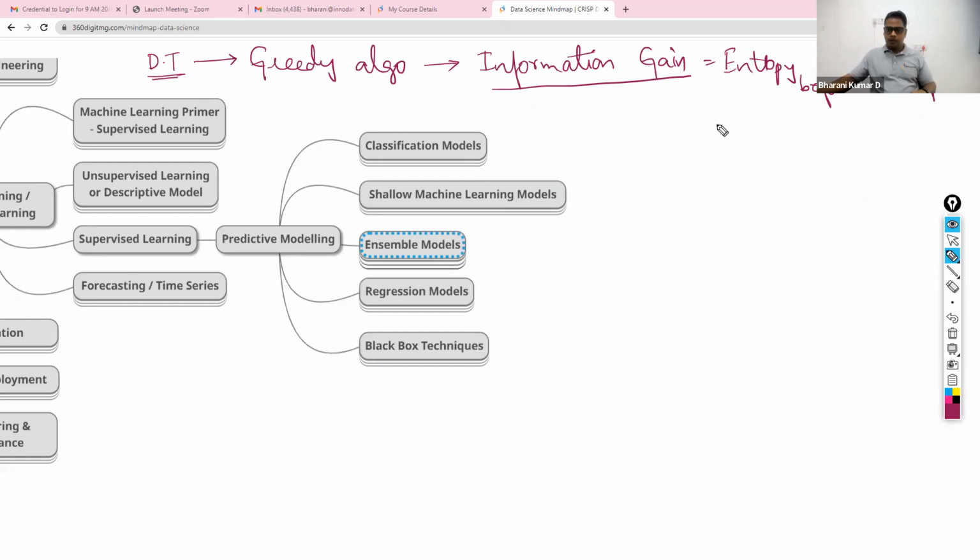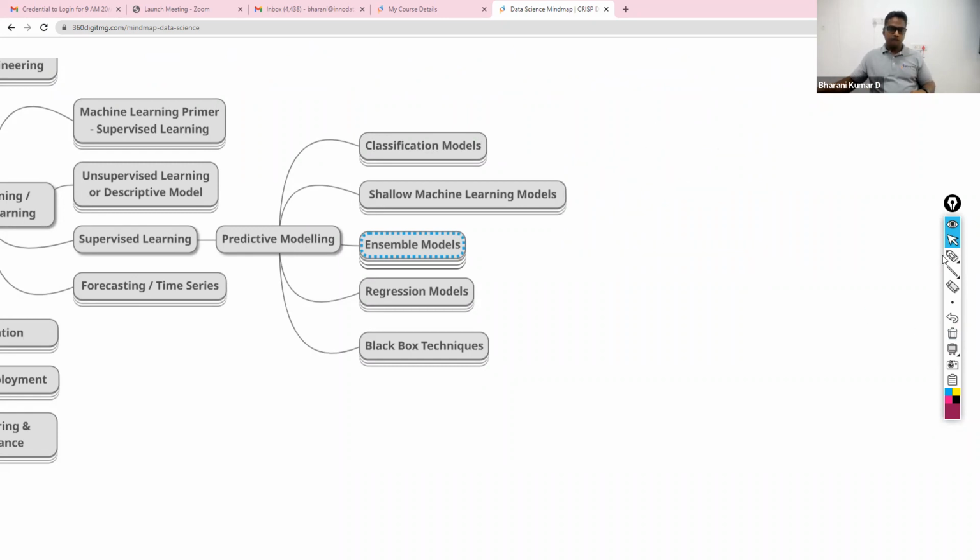Okay, what is the formula for entropy? Sum for i equal to 1 until n, probability into log of probability. This is a very important formula. Very, very important formula. Don't forget that, please. Okay. Now we need to get into ensemble methods.